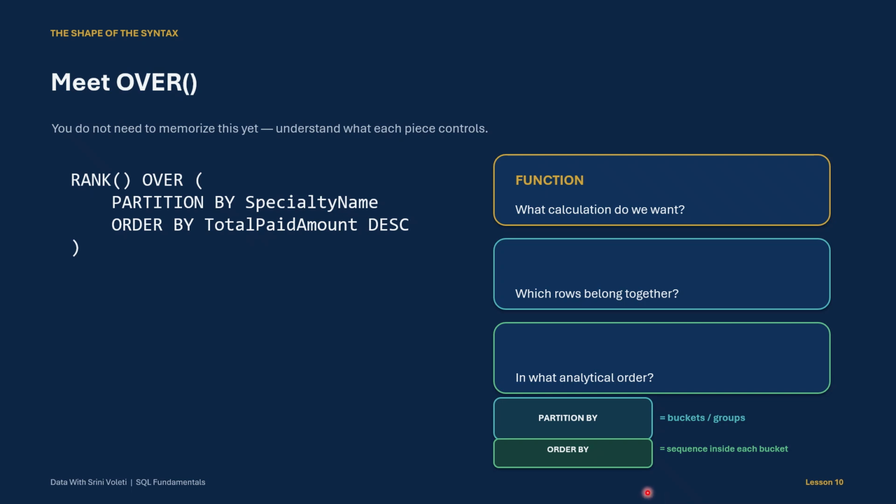Mental anchor for the learner. PARTITION BY answers: which bucket does the row belong to? ORDER BY answers: what is the sequence inside the bucket? It is similar to grouping conceptually, but PARTITION BY does not collapse the detailed rows. So PARTITION BY tells SQL the buckets, ORDER BY tells SQL the sequence inside the buckets.